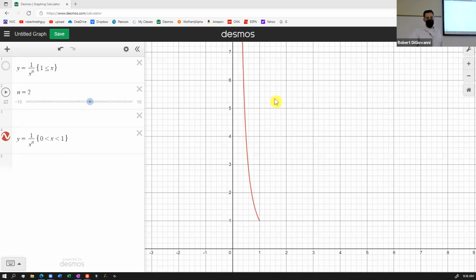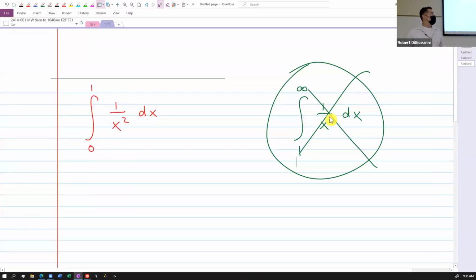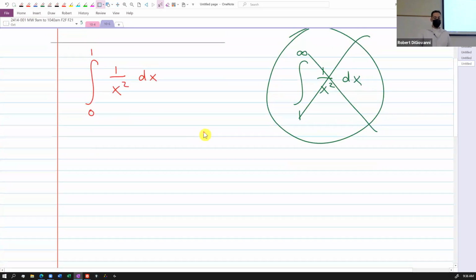So what do you think? What does your instinct tell you? 1 over x squared going out to the right converged, because it dropped fast enough. As we come to the left and go up on that picture, what do you think? Converge, diverge? Let's see. We'll check. Okay. Let's see what happens. So how do we deal with this?